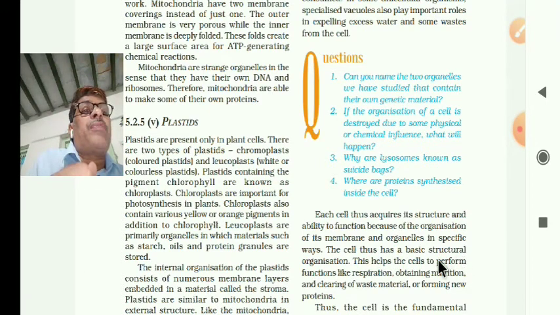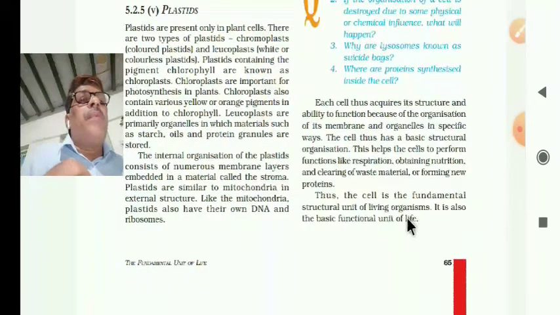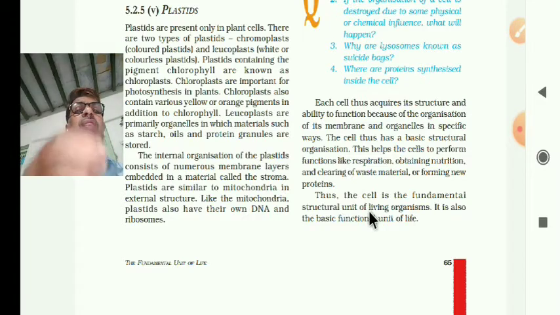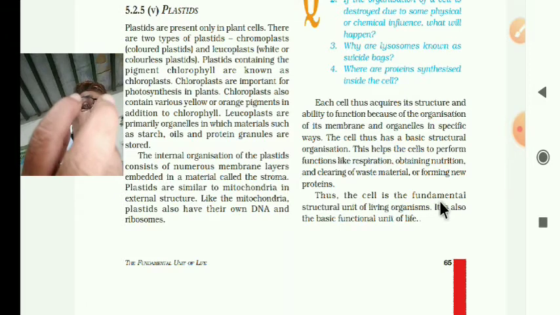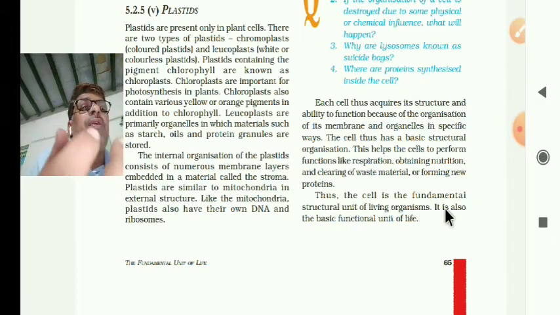The cell thus has a basic structural organization. This helps the cells to perform functions like respiration, obtaining nutrition, clearing waste material, or forming new proteins. Thus, the cell is the fundamental structural unit of organisms. Cells form tissues, groups of tissues make up organs, then organ systems, so ultimately the structure starts from the cell. That is why the cell is the fundamental structural unit.